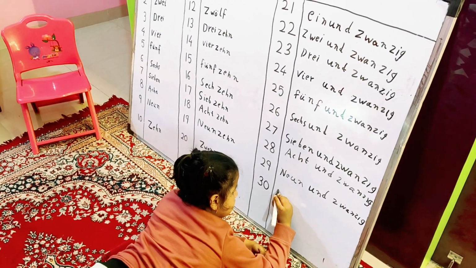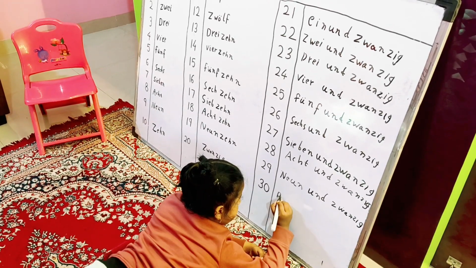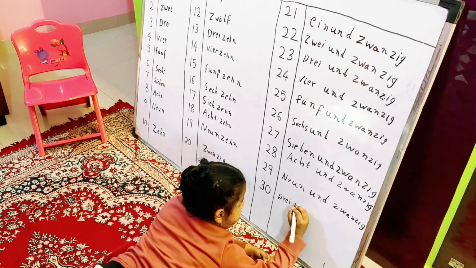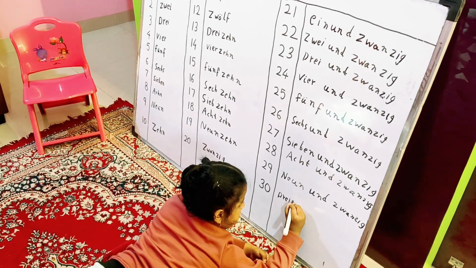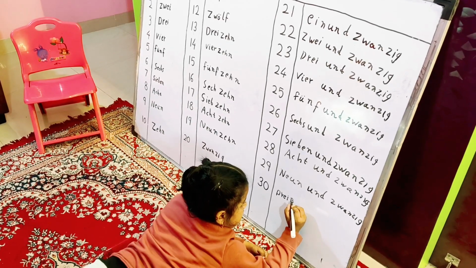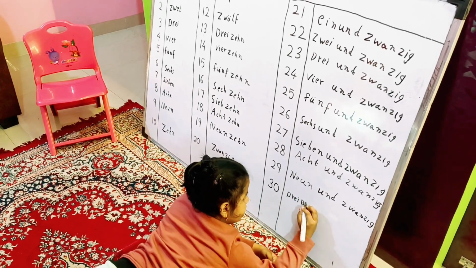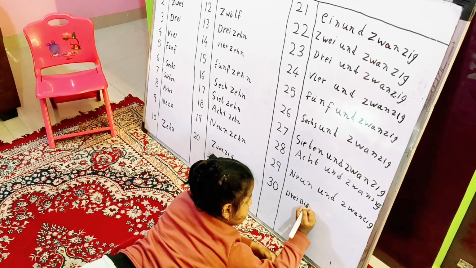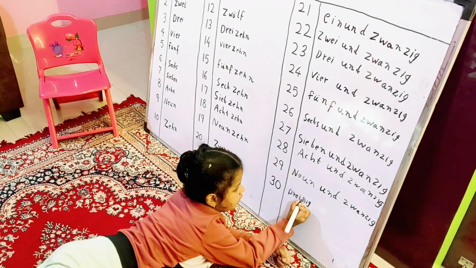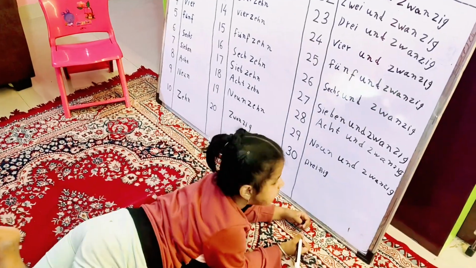Now dreißig. Thirty. What will be said? Dreißig. D-R-E-I, dreißig. Dreißig. Here it is a beta sign, and a little bit like plus.